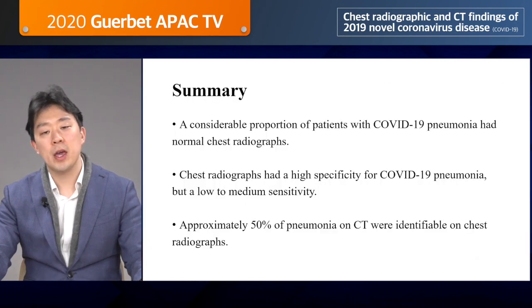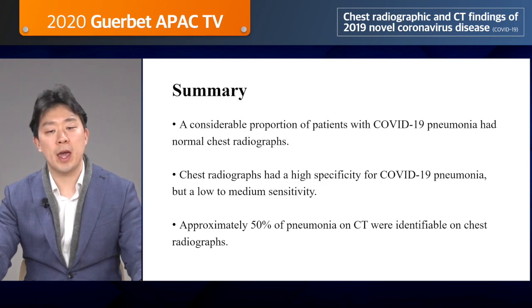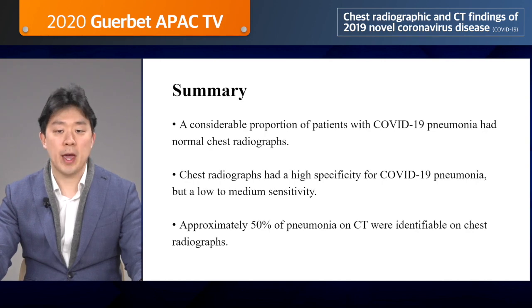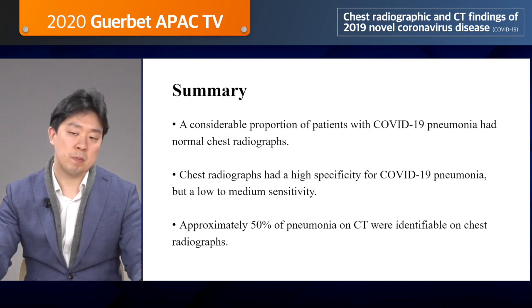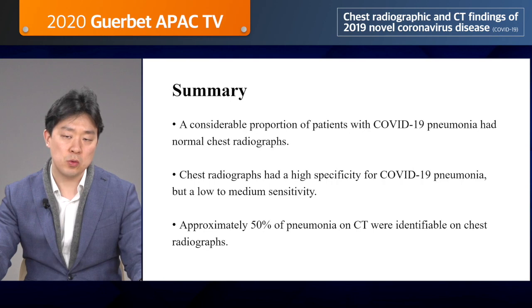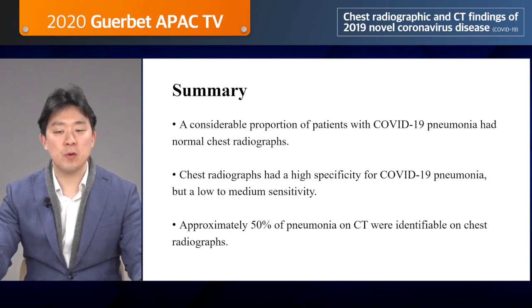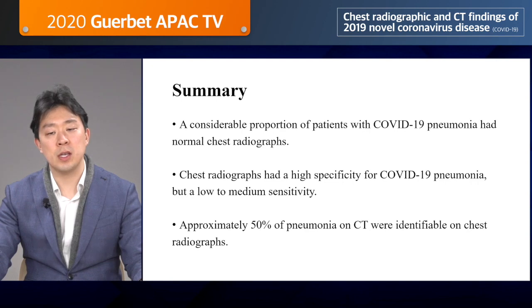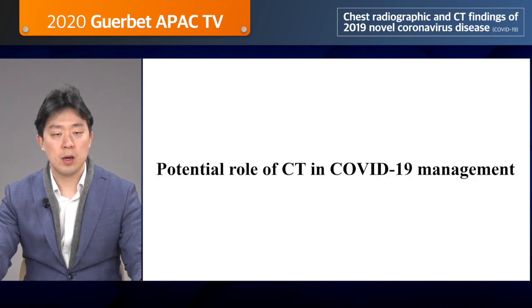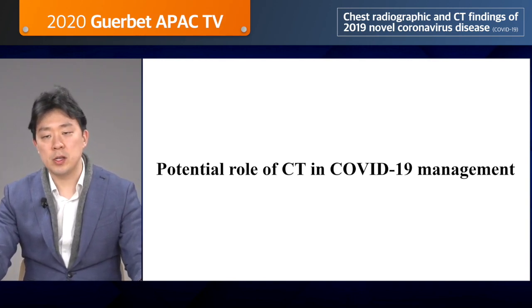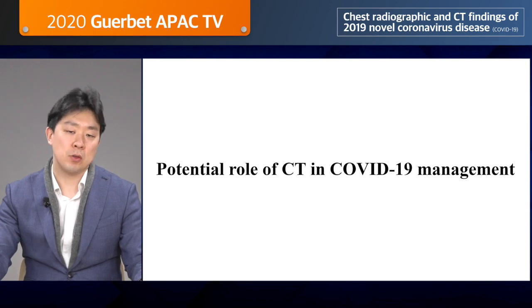In summary, a considerable portion of patients with COVID-19 pneumonia had normal chest radiographs. Chest radiographs had a high specificity, but a low to medium sensitivity, and even if identifiable, only half were seen on chest radiographs. We should place a different value on chest CT imaging rather than diagnosis.